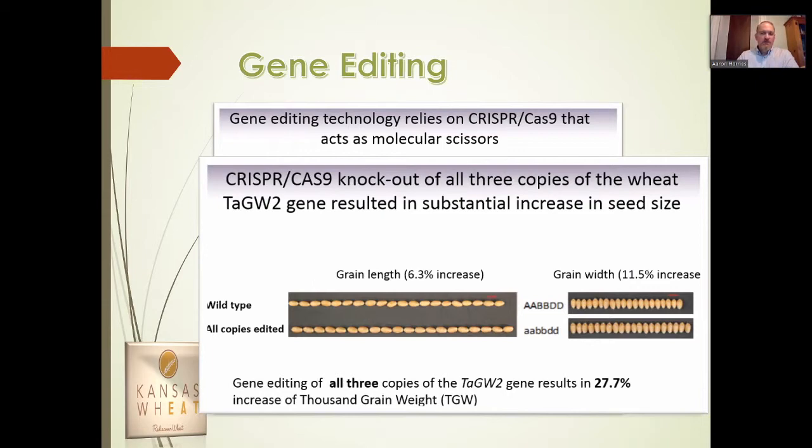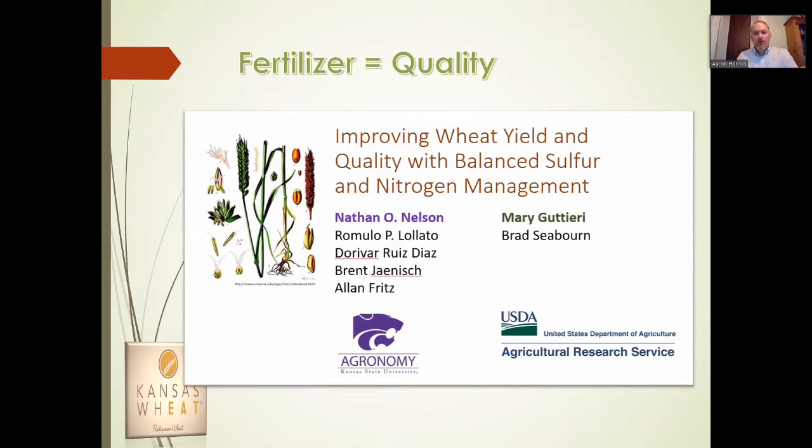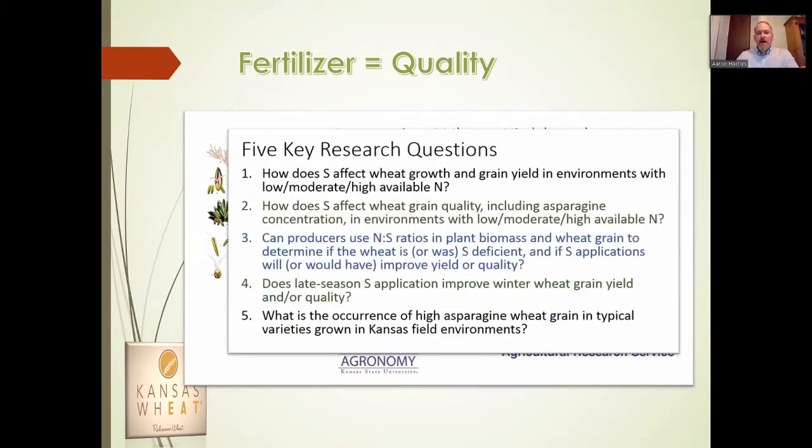So those are the types of possibilities with gene editing. We're working with Romulo on a project that he's working on about fertilizer, how that translates into quality. This is the team from agronomy at K-State and also USDA here in Manhattan. What they're working on is demonstrating that nitrogen and sulfur are critical elements, not only in yield, but also in producing high protein and quality wheat.